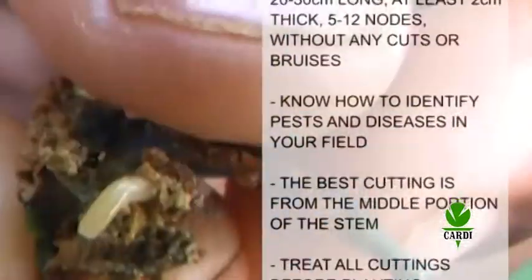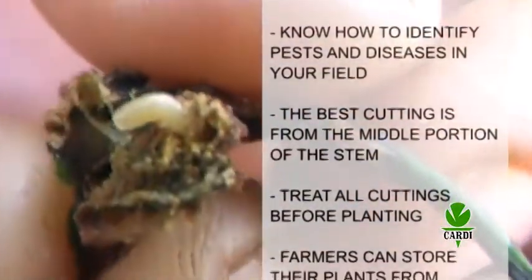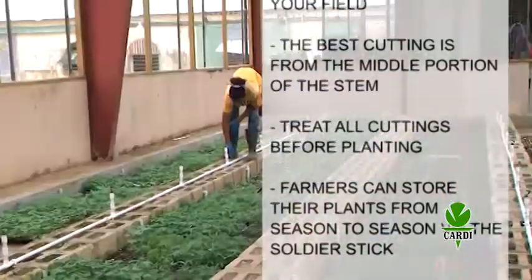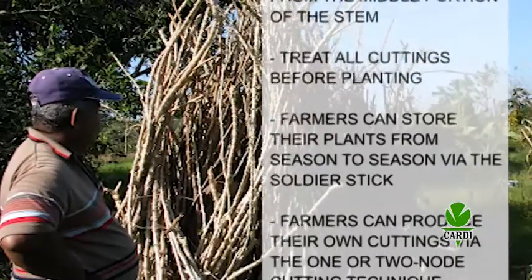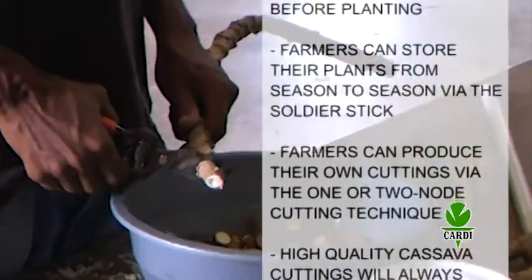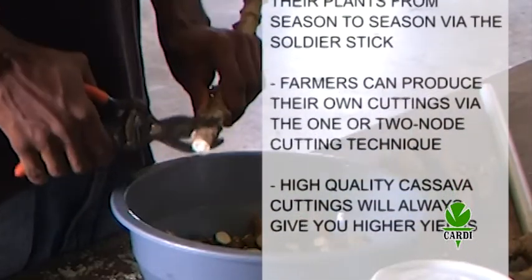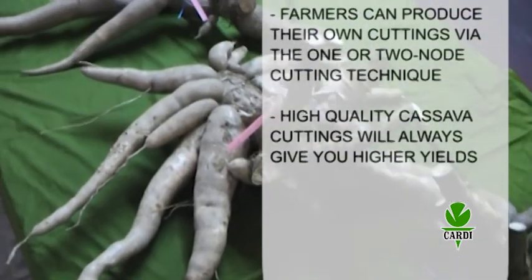Know how to identify pests and diseases in your field. The best cutting is from the middle portion of the stem. Treat all cuttings before planting. Farmers can store their plants from season to season via the soldier stick. Farmers can produce their own cuttings via the mini-set technique. High-quality cassava cuttings will always give you higher yields.